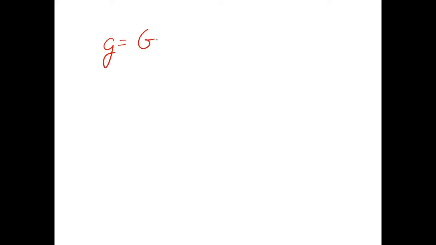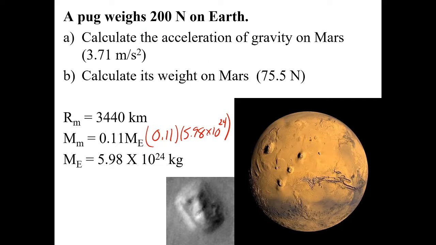g is big G times m over r squared. So big G doesn't change. It's 6.67 times 10 to the minus 11th, excuse me. Now we need the mass of Mars, which is 0.11 times the mass of the Earth.